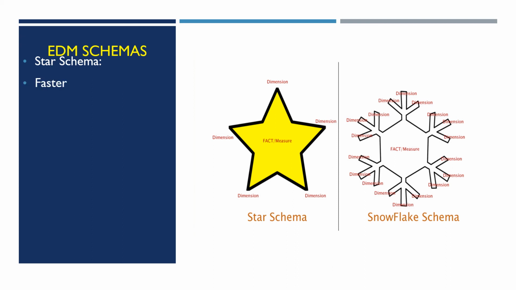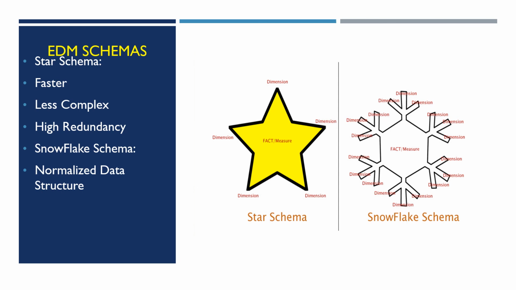So we'll look at the pros and the cons. The star schema is faster and less complex, as you can see, and has higher redundancy, which isn't necessarily a great thing. We have some duplicates there in the data, but it's faster, and with high redundancy does come more disk space. Snowflake schema, obviously, is going to be slower and more complex, but it's a normalized data structure, with lower data redundancy, and takes up less disk space.